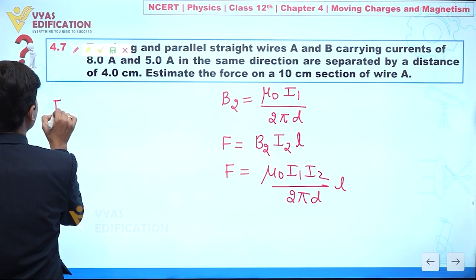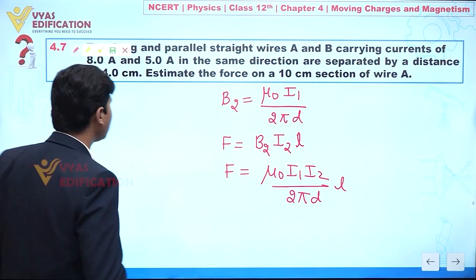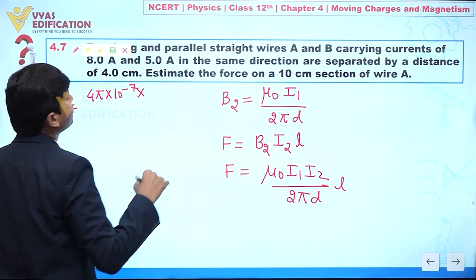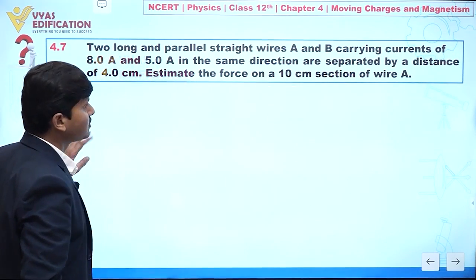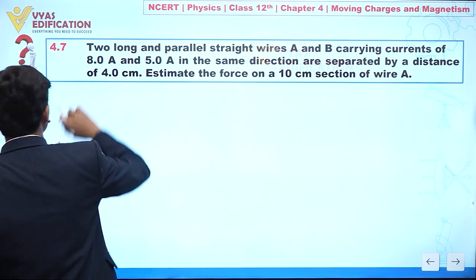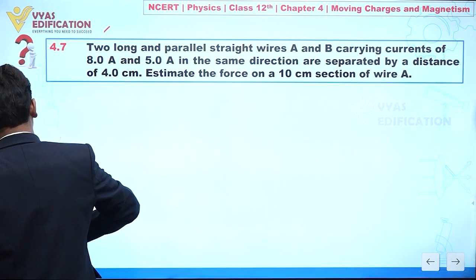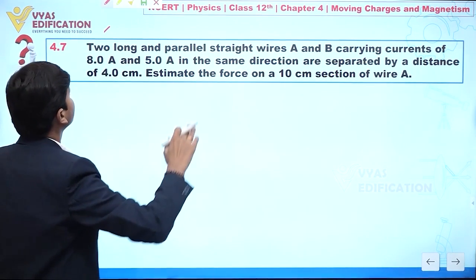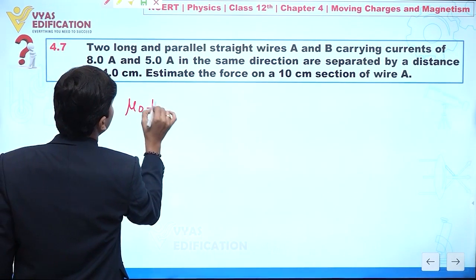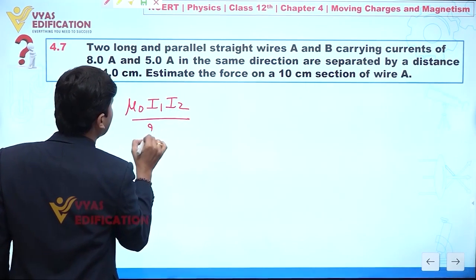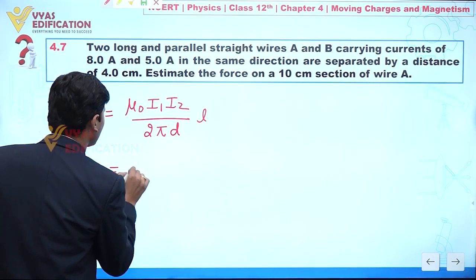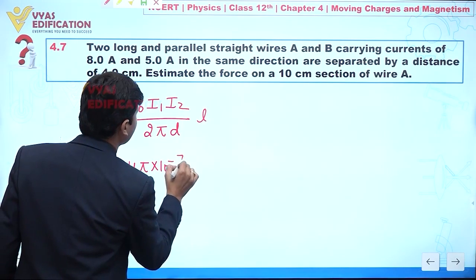Now if I write F, this is equal to mu naught, and the mu naught value is given, 4 pi into 10 to the power minus 7, multiplied by I1 I2. Listen carefully. The value of the force is given by mu naught I1 I2 divided by 2 pi d, multiplied with L. So the value of mu naught is 4 pi into 10 to the power minus 7.